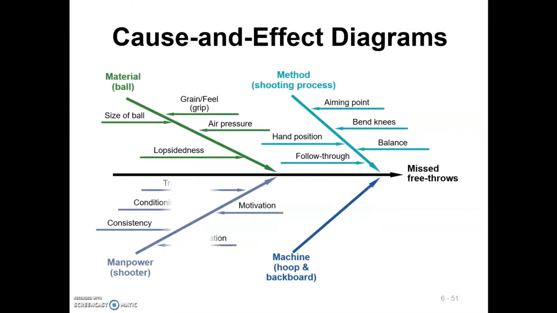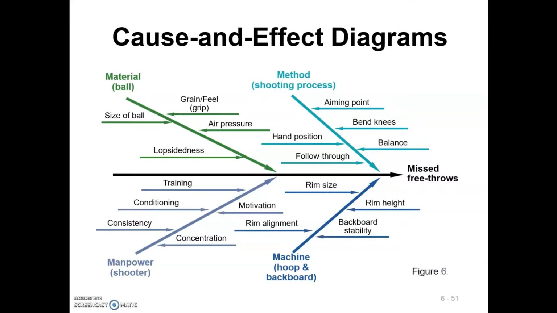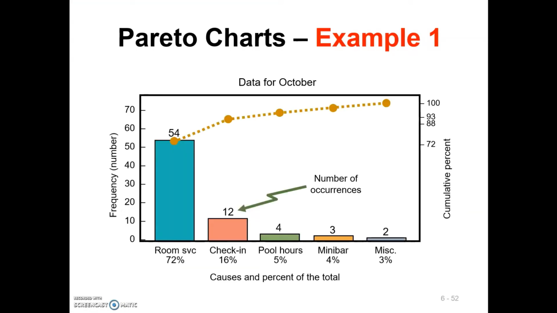So this is showing an example of your cause and effect diagram. We want to identify what causes missed free throws, and it can be identified through method, material, manpower, or machine. So these 4 M's are basically root causes that can cause the missed free throws. Okay, so you list down all the issues and then identify in a snapshot what the problems are. Next is Pareto chart. So this is for example 1.